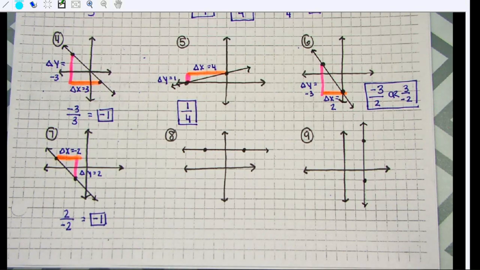7 is -1. We will do 8 and 9 tomorrow because I need to spray your desks down.